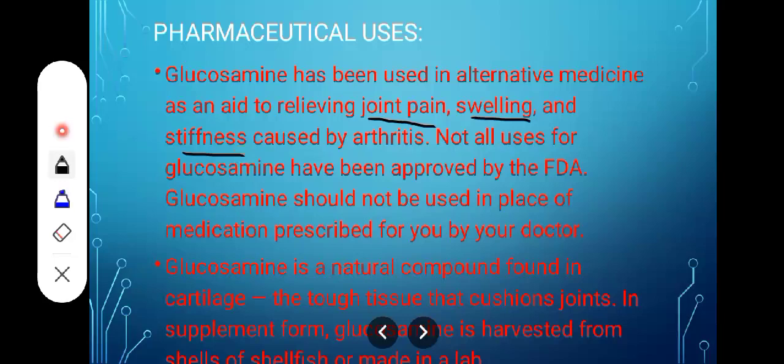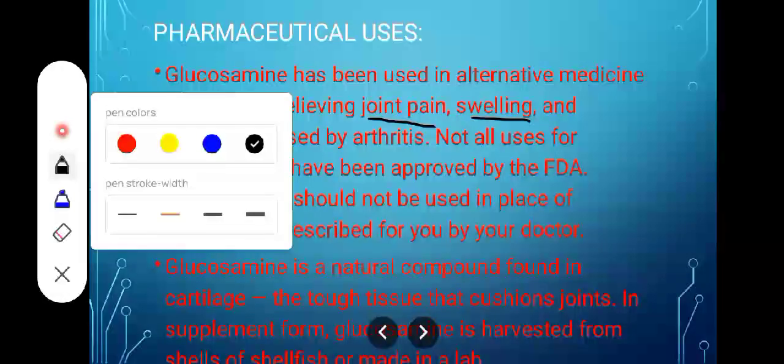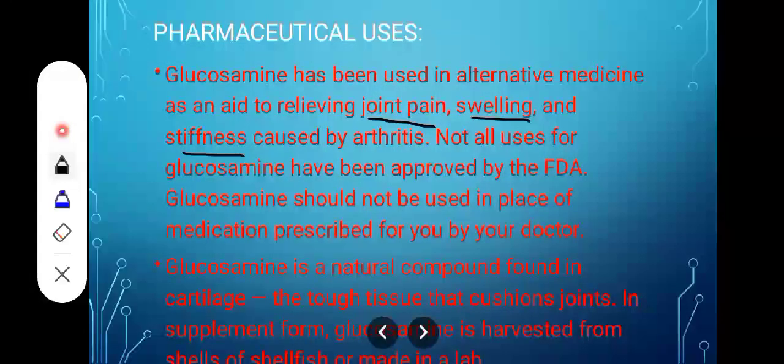Glucosamine is a natural compound found in cartilage. The cartilage is the soft bone, the rough tissue that cushions joints. The glucosamine supplement is harvested from the shells of shellfish or made in a lab.